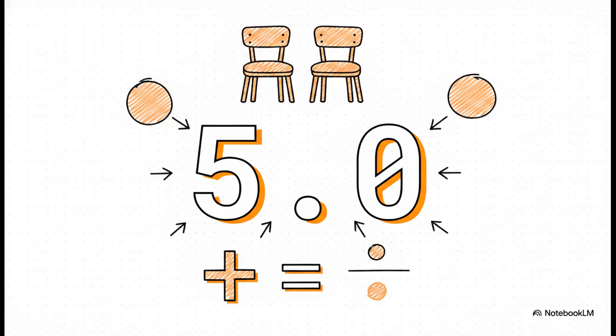When you have 2 middle numbers, you just find their average. So we add them together and divide by 2. 5 plus 5 equals 10, and 10 divided by 2 gives us 5.0. It is really that simple. Because both of our middle rooms had 5 chairs, the exact mathematical middle of our entire dataset is 5.0.